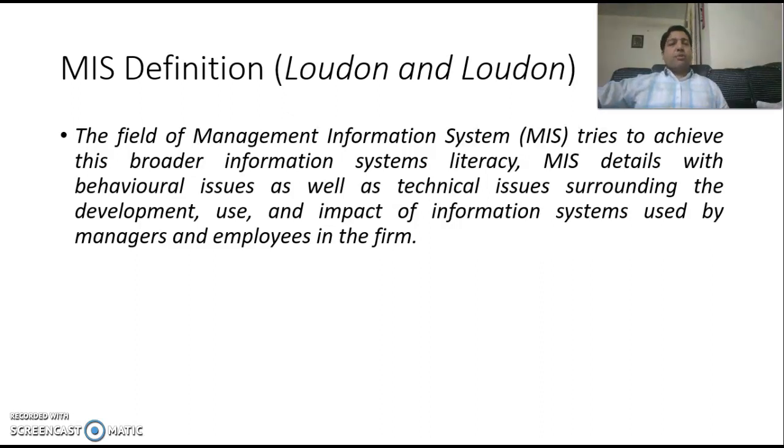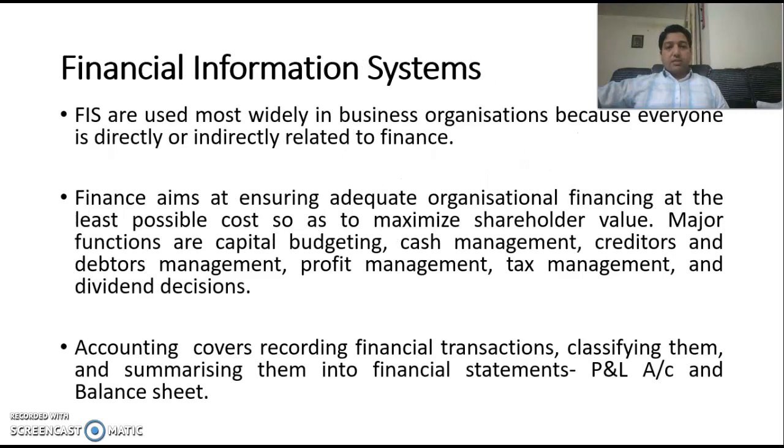Similarly, there are four functions: finance, marketing, HR and operations. Today we are going to discuss the financial aspects of information system. Financial information systems, or FIS, are used most widely in business organizations because everyone is directly or indirectly related to finance.